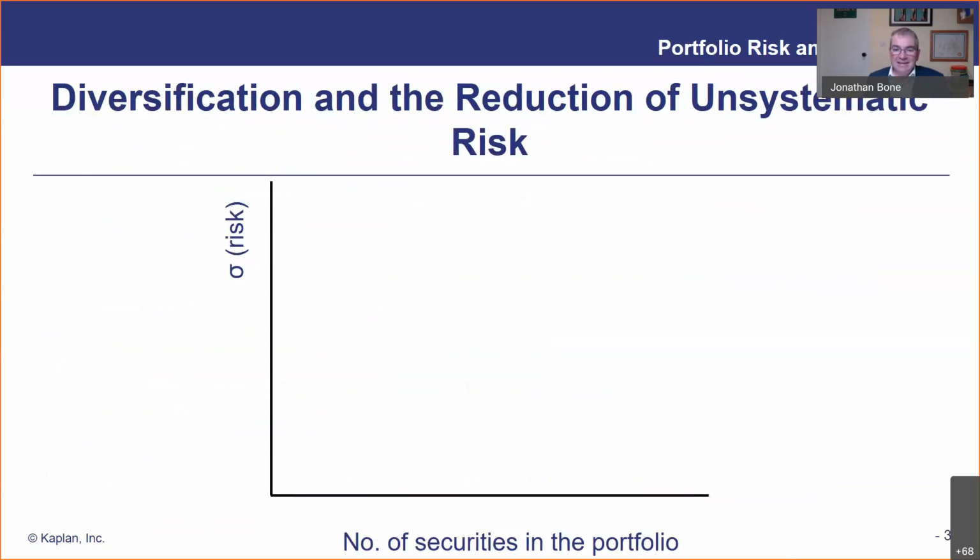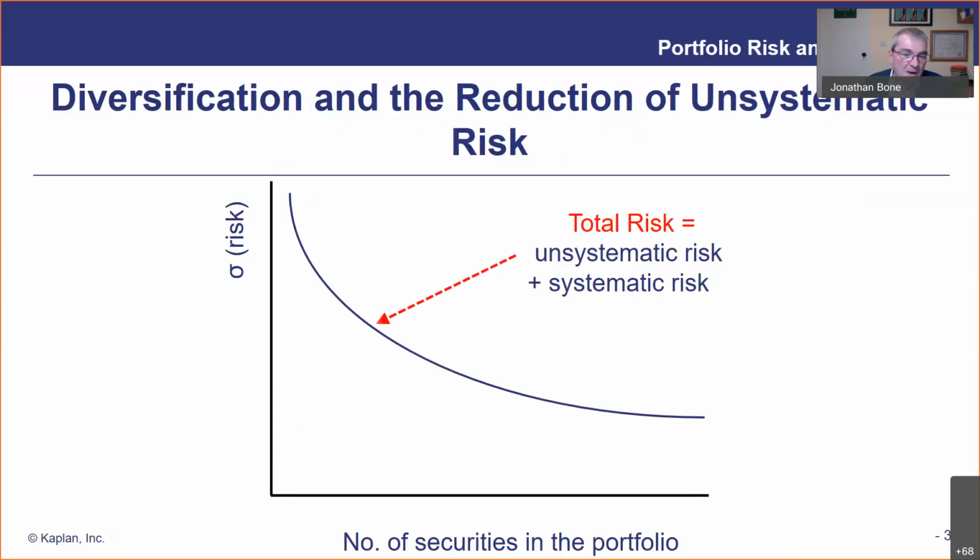Okay, so what we've got here on our y-axis is risk, so systematic and unsystematic. And remember, we said total risk is unsystematic and systematic risk. And what we've got on our x-axis is the number of securities in the portfolio, the number of different securities. That's a key point there.